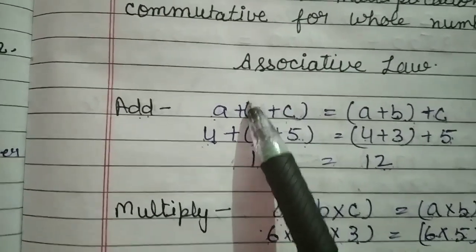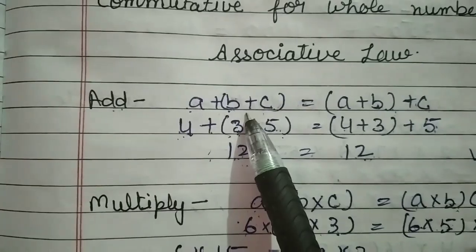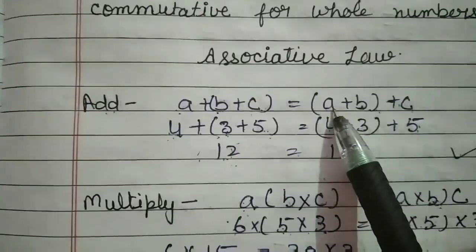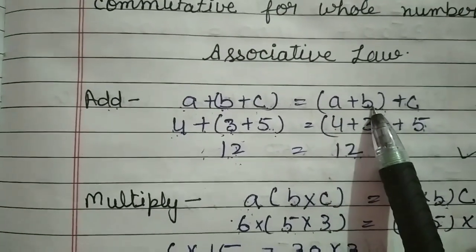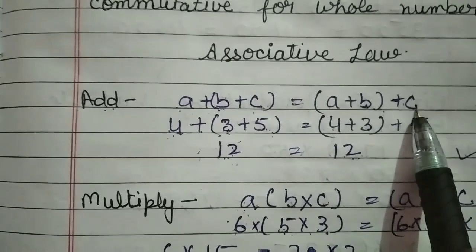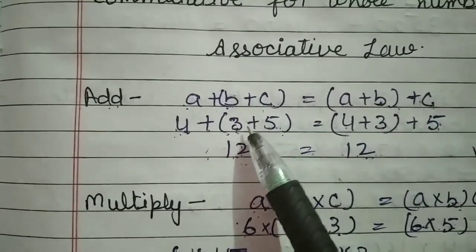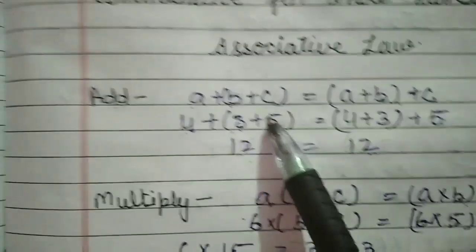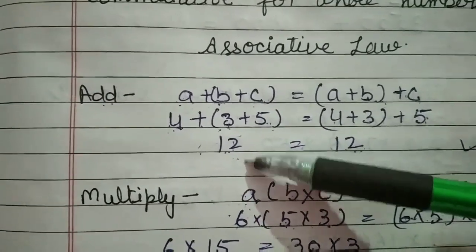In LHS, we'll first add B plus C, and then with the result we'll add A. But in RHS, first we'll add A and B, and then what we'll get, we'll add it with C. So we have taken A as 4, B as 3 and C as 5. 5 plus 3 is 8. 8 plus 4 is 12. So LHS we have got 12.